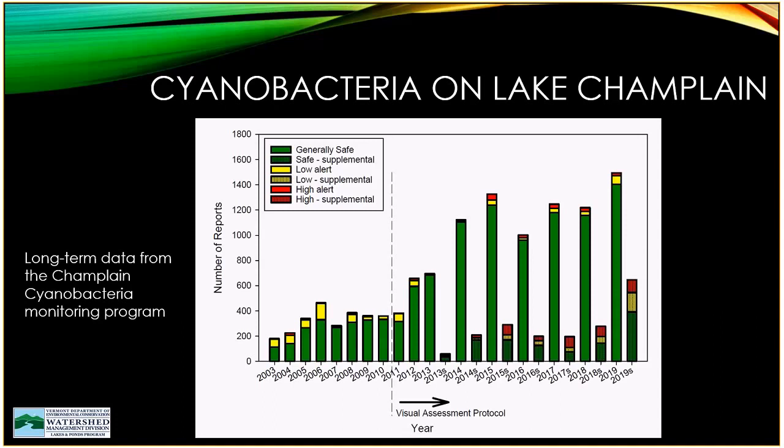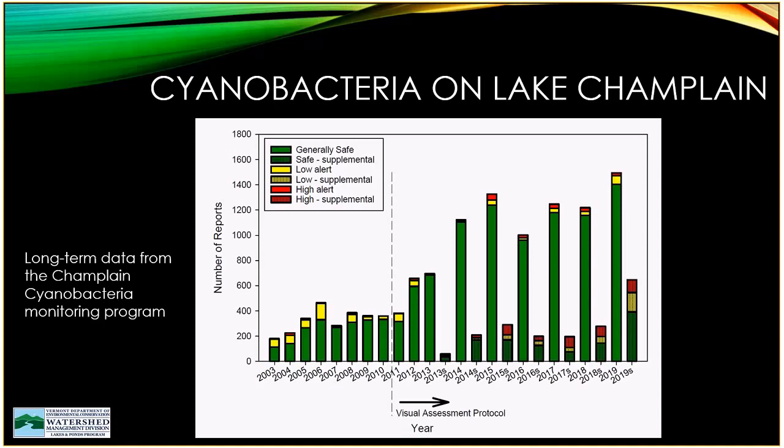So let's look a little bit at data that's been collected over the last years using the visual assessment process. This data is from Lake Champlain. We categorize cyanobacteria into 3 groups: generally safe, colored green here, which means there is very little cyanobacteria present and recreation on the water is fine. There is yellow for low alert conditions. Some cyanobacteria is present here, not enough that you should be cautious, but not enough necessarily to shut down recreation on that entire area. And then we have high alert, shown in red.